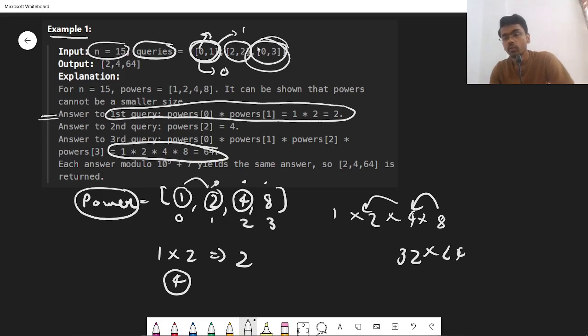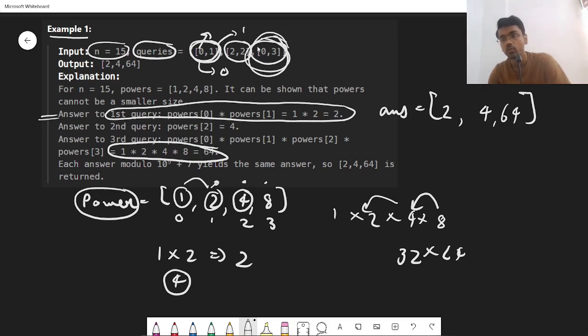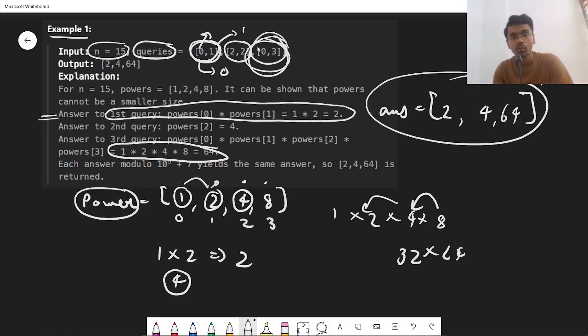So this is what the question is actually meaning, and in the end we just need to store all the results of these queries in some answer and just return that. For query 1 we got the answer 2, for query 2 we got 4, and for query 3 we got 64. So we will return 2 comma 4 comma 64, and this is our actual output. So let us take some other example and try to dry run on that. So let us do the dry run part now.